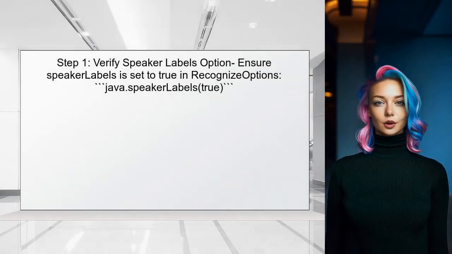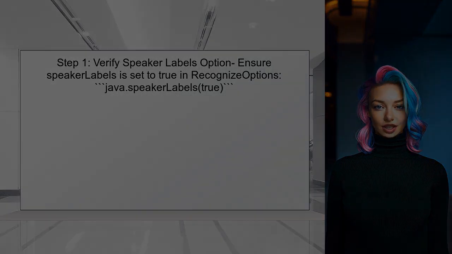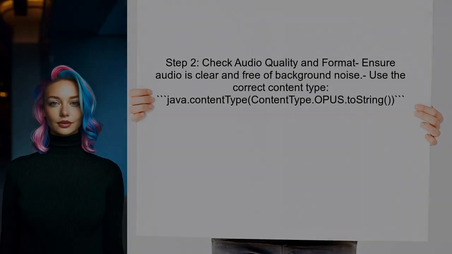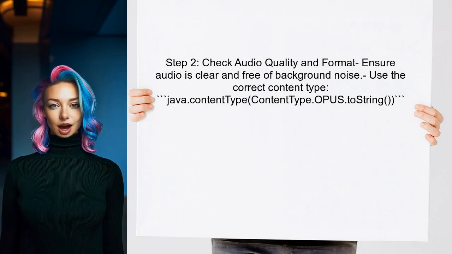To ensure the speaker tags are included in the returned JSON, the user should first verify that the speaker labels option is correctly set in the Recognize options. This is crucial for enabling speaker recognition. Next, the user should check the audio quality and format. The audio input must be clear and in the correct format for the speaker recognition to work effectively.